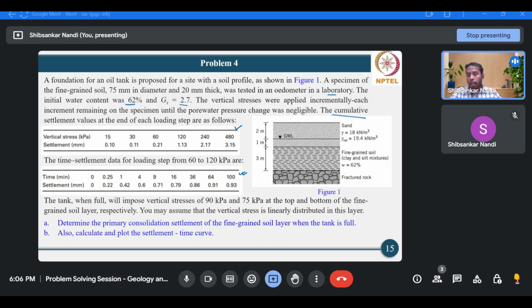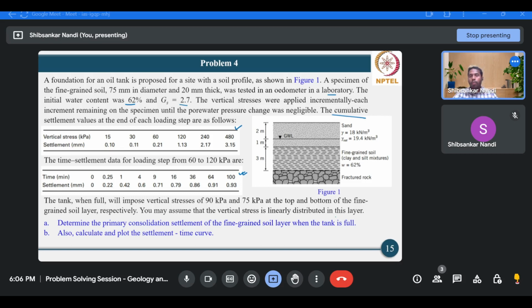Now the tank when full will impose vertical stresses of 90 kPa and 75 kPa at the top and bottom of the fine grained soil layer respectively. You may assume that the vertical stress is linearly distributed in this layer. Now, it's the additional stress which is mentioned in these two sentences.